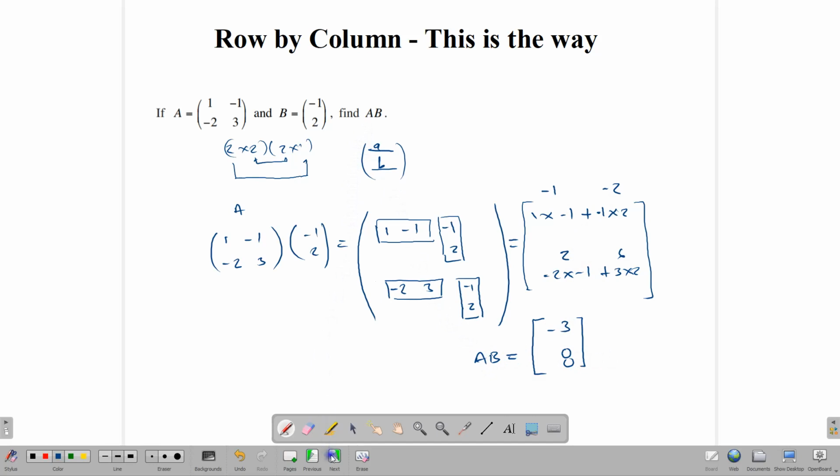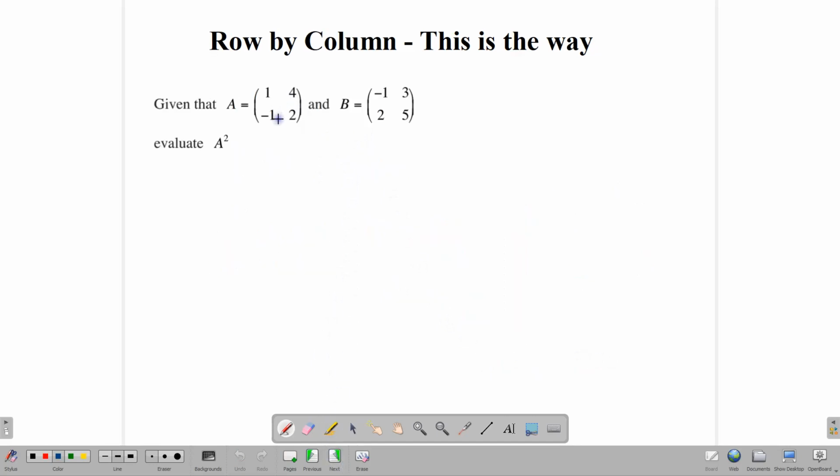All right, let's try another one. Here we have matrix A, and we're going to find A squared. A squared means that we're going to multiply A by A. So we write down our A. These two matrices are the same size, so we do not have to worry about what our answer will be. Our answer will be a 2 by 2 matrix. So it's [1, 4; -1, 2] multiplied by the same [1, 4; -1, 2].